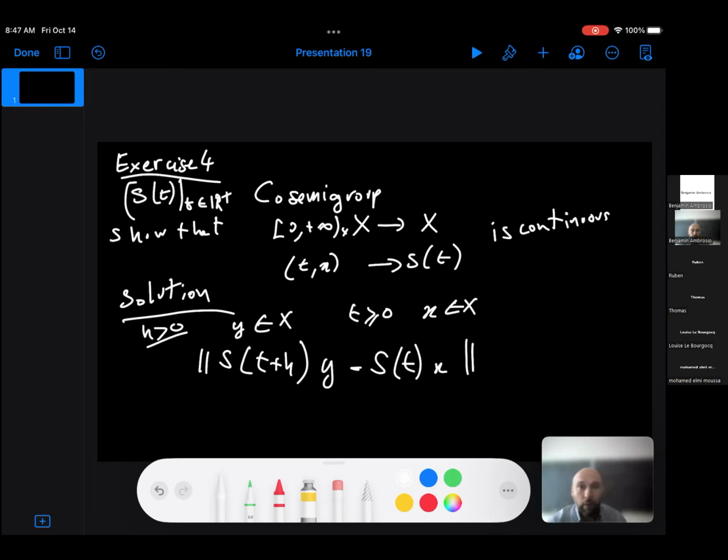And so we want to prove that as H and Y converge to 0 and X, this quantity here is converging to 0. Sorry, as H and Y go to 0 plus X. That's what we want. Okay.